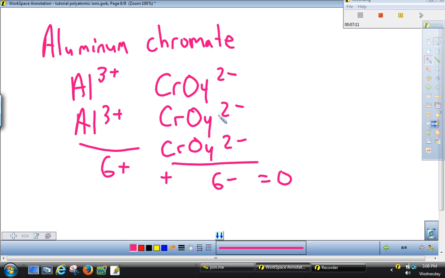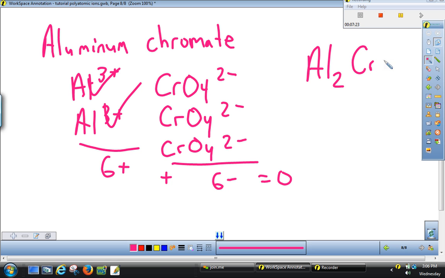Just like all ionic compounds have to be neutral. So now once I figure out how many of each I need, I write the formula. How many aluminum ions did I need? I needed 1, 2. How many chromates did I need? I needed 1, 2, 3.